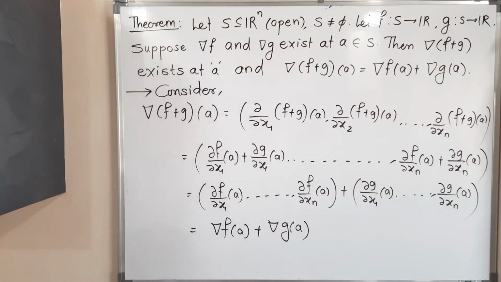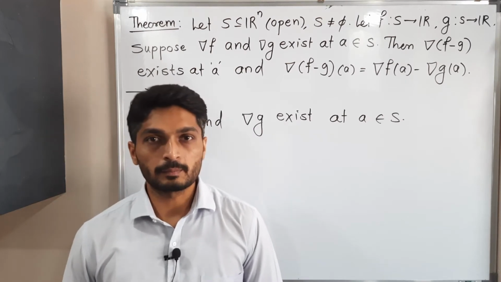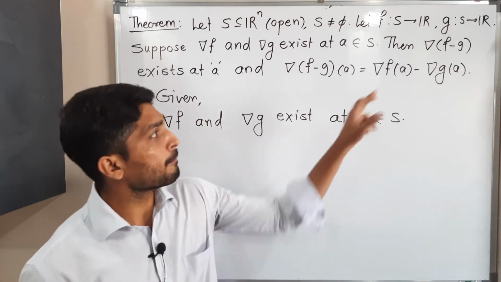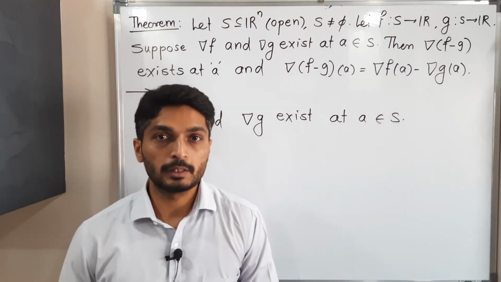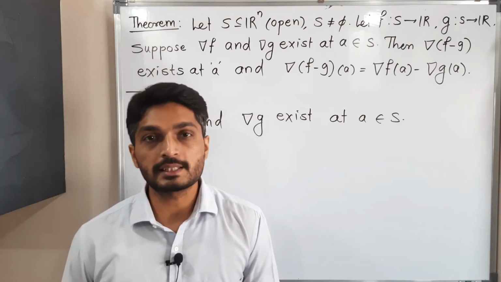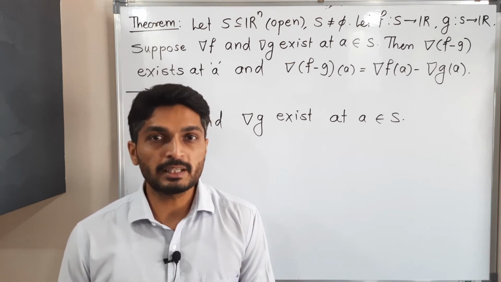Okay, so make a screenshot of it and then we will go for one more theorem. So let us discuss this second theorem. What is the difference between the previous theorem and this theorem? Here we have a minus sign in between f and g. In the last theorem we have seen there was a plus sign, but here we have a minus sign. So there is not much difference in the proofs between the previous theorem and this theorem.